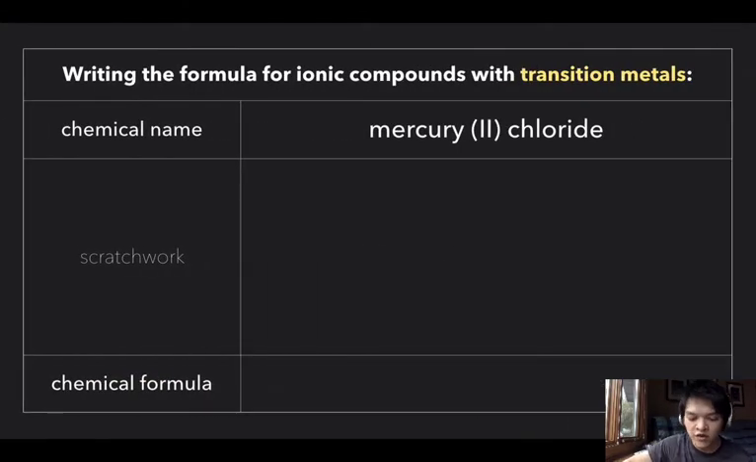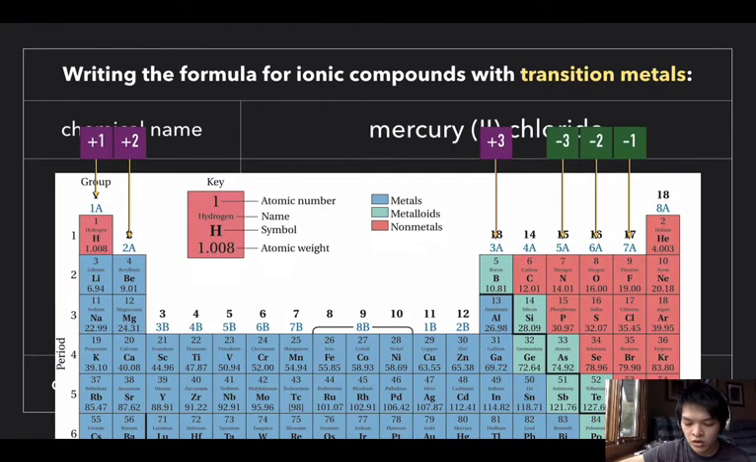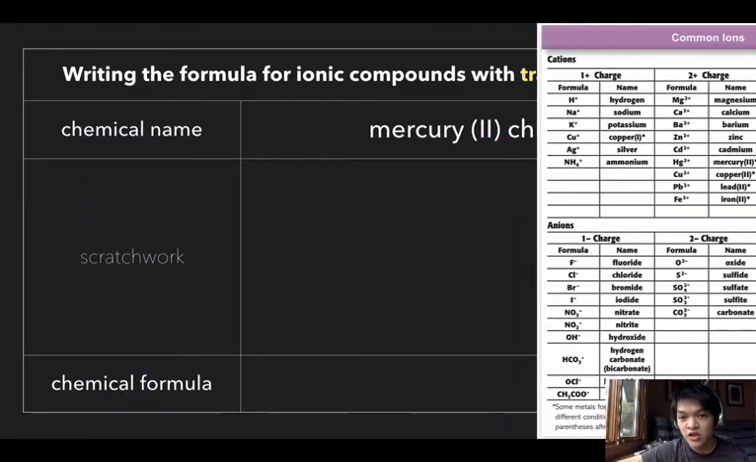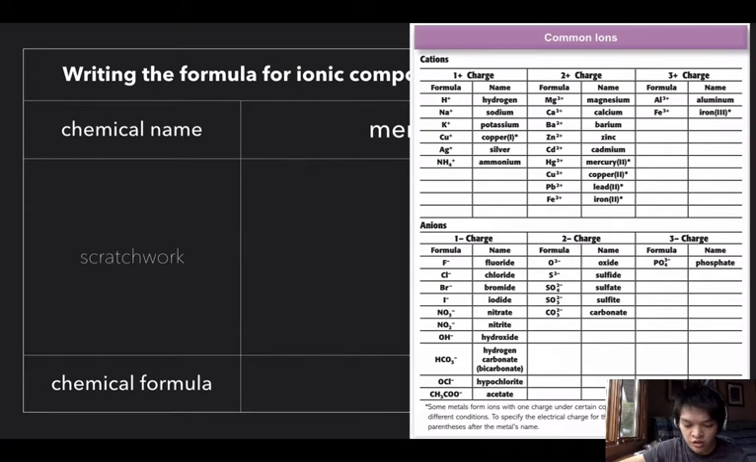In this third example, we have mercury 2 chloride, and immediately we can know that mercury has a positive 2 charge. All right, easy. What about chloride? So let's take a look at the periodic table. Chloride is right here, so it has a negative 1 charge. So chloride has a negative 1 charge. Remember that. I do want to show you mercury 2 is listed on this common ion table.